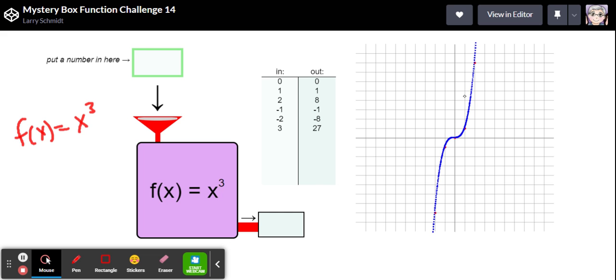It kind of has these two arms that go towards positive infinity and down towards negative infinity, and then it kind of flattens out just as it gets to the origin here. So kind of a beautiful, elegant shape for the cubic function.